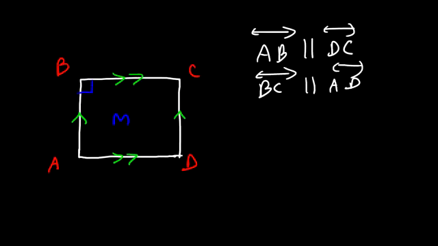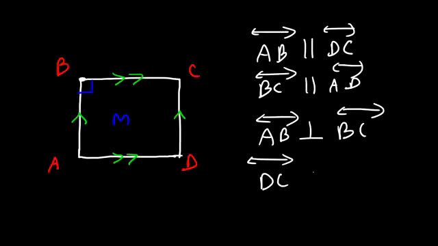Now here we have a right angle. So we could say that line AB is perpendicular to line BC. In this case, these two intersecting lines, AB and BC, they intersect at point B. They both exist in plane M. So we could say that these are coplanar lines. Now we could also say that DC is perpendicular to BC because they form a right angle here as well.